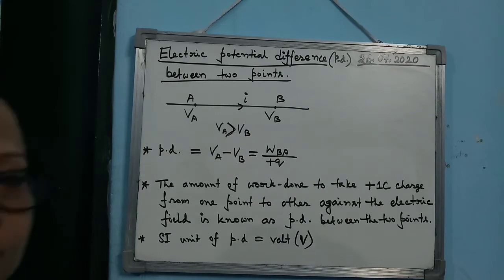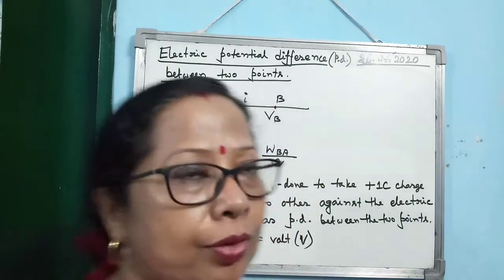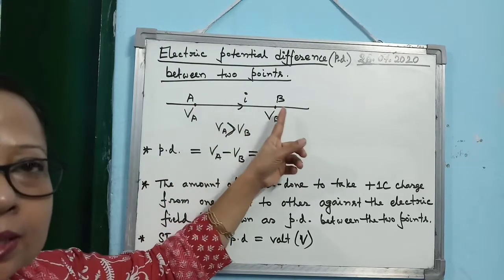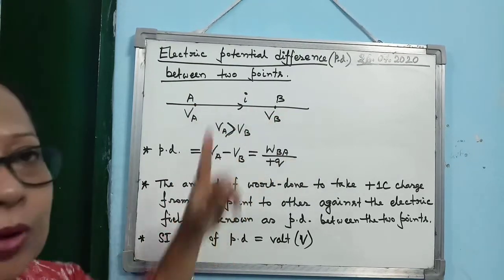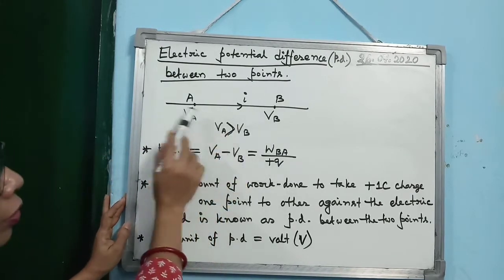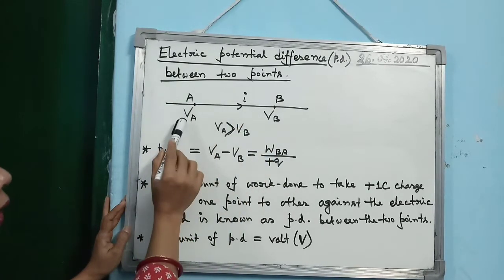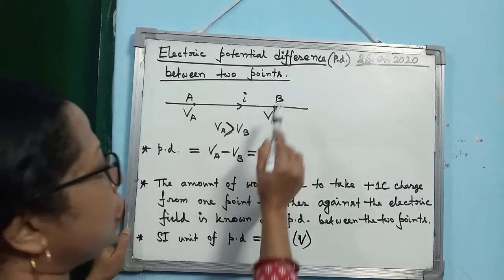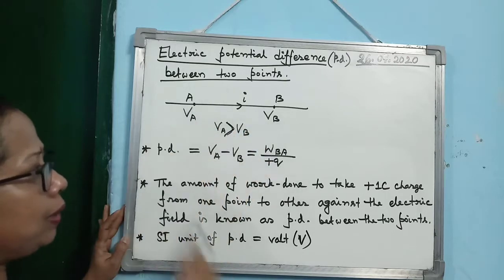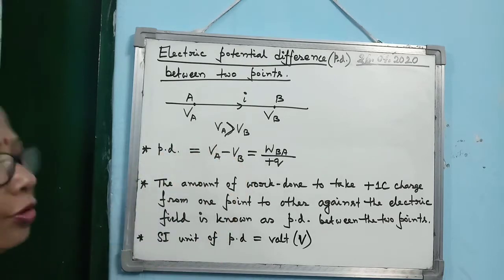Now the next topic is the concept of electric potential difference. Very simple, from the term itself you can make out that potential difference means the difference of potential between 2 points. Consider this diagram: current is flowing through the conductor from point A to B, and let us assume that at point A the potential is VA and at point B the potential is VB. As current is moving from A to B, you can conclude that VA is greater than VB.